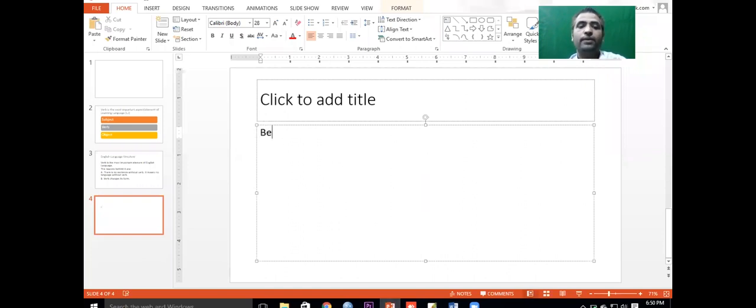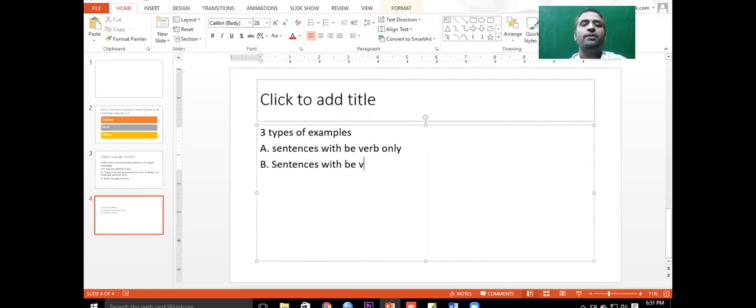So what we did is three types of examples. Type A: sentences with be verb only. Type B: sentences with be verb and main verb. Type C: sentences with be verb in past. So this way I have categorized.